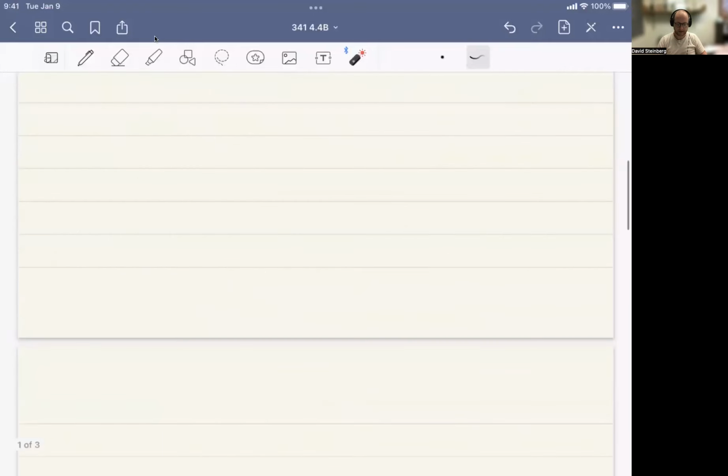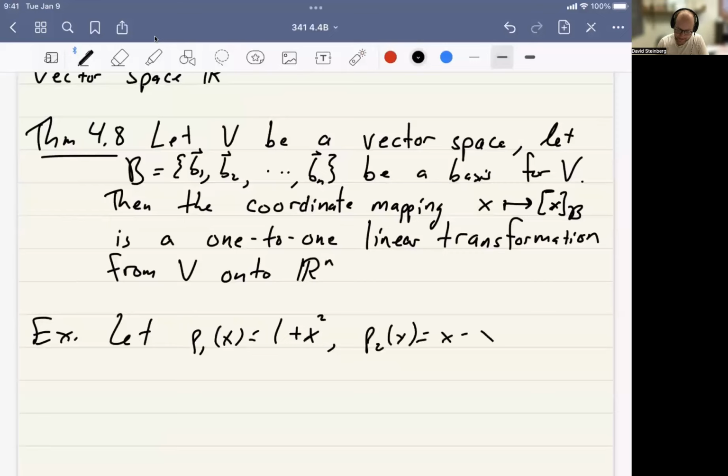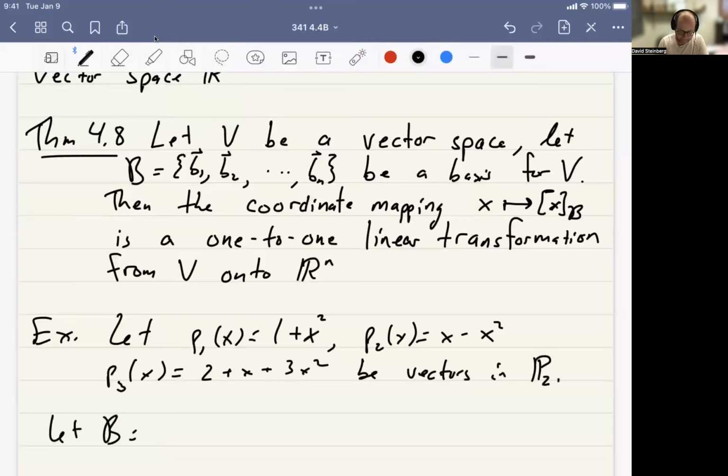So let's look at an example of this happening for a truly abstract vector space. Let p1 of x be the polynomial 1 plus x squared. P2 of x is going to be x minus x squared. We'll take P3 of x to be 2 plus x plus 3x squared. So let these things be polynomials, or vectors if you like, in P2. We'll let our B be the standard basis for P2: 1, x and x squared.